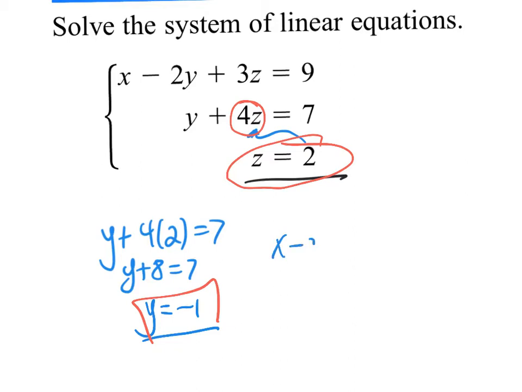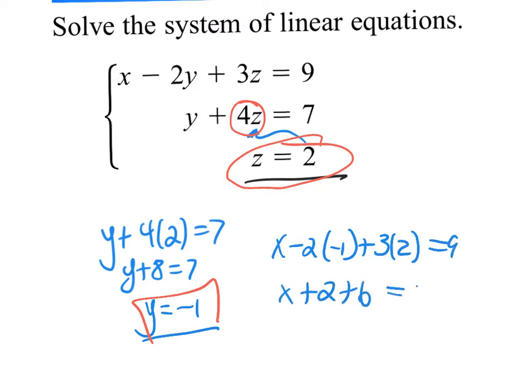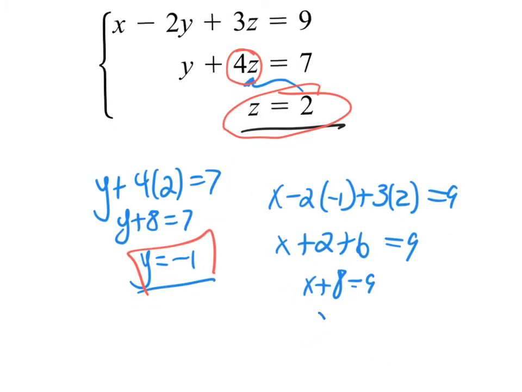So you have x minus 2 times negative 1 plus 3 times 2 equals 9. So x plus 2 plus 6 equals 9. x plus 8 equals 9. So x equals what? 1. And how would you write your answer? 1 comma, negative 1 comma, 2.